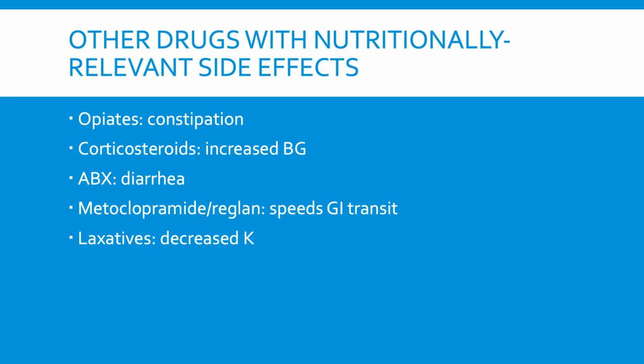A couple more. Opiates: we know pain relief, but it comes with the side of constipation, and it can be quite severe. Corticosteroids, so anti-inflammatory medication, will increase blood glucose. Antibiotics often can lead to diarrhea. Metoclopramide or Reglan will speed the GI transit, and so again, depending on how long we need the drug to be in the system, that can be a problem. And then laxatives often will decrease serum potassium.